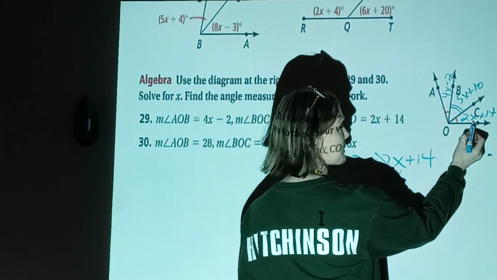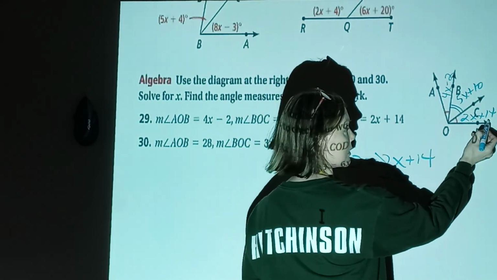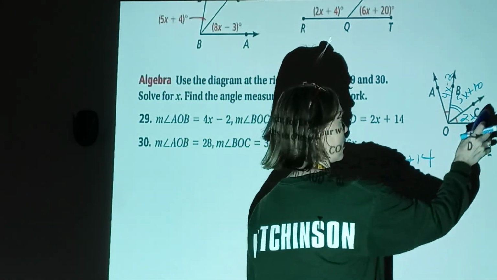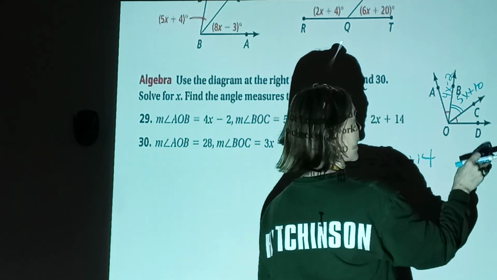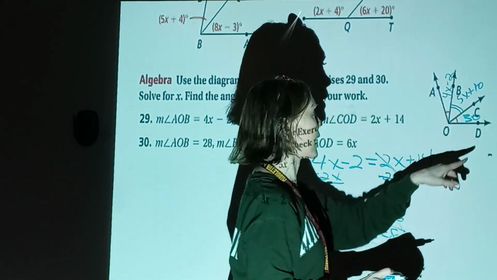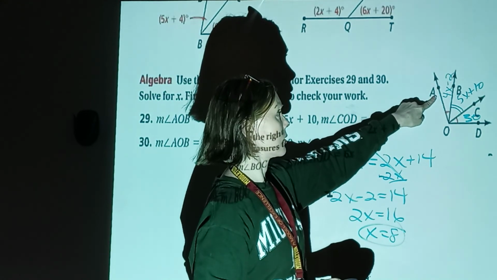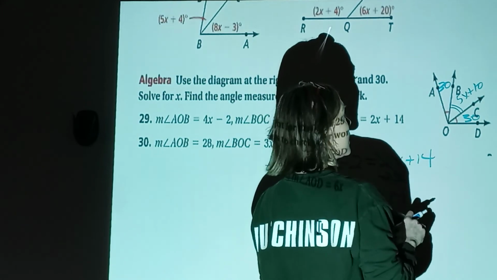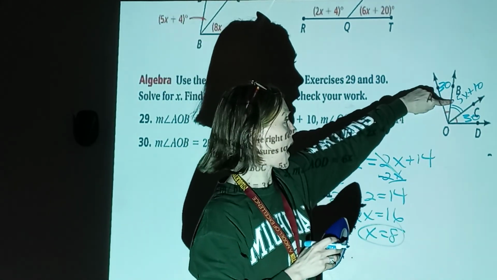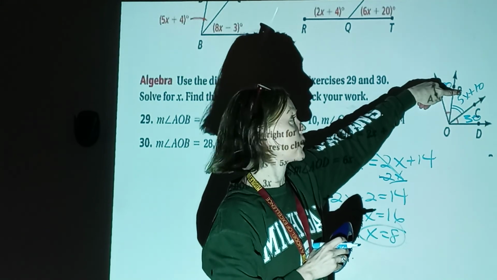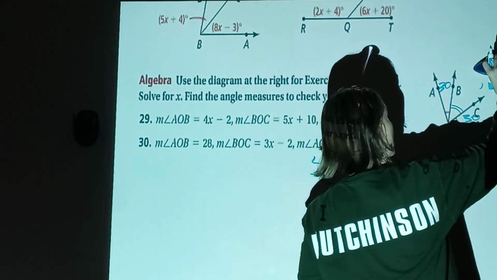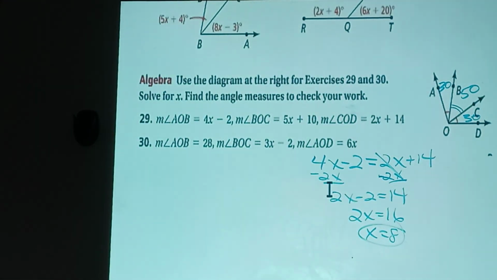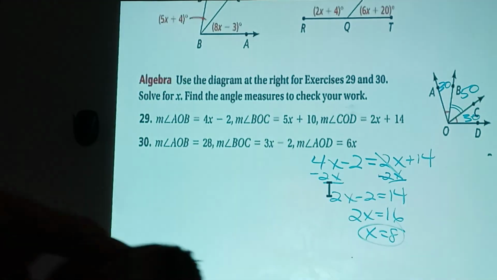So 2 times 8 is 16. 16 plus 14 is 30. So if this is 30, then what's the measure of this angle? 30. I'm doing this because this is going to be an example in your assignment. Now, 5 times 8 gives you 40, and 40 plus 10 is 50. All right, you guys, that's basically everything you need to know for angles so far.